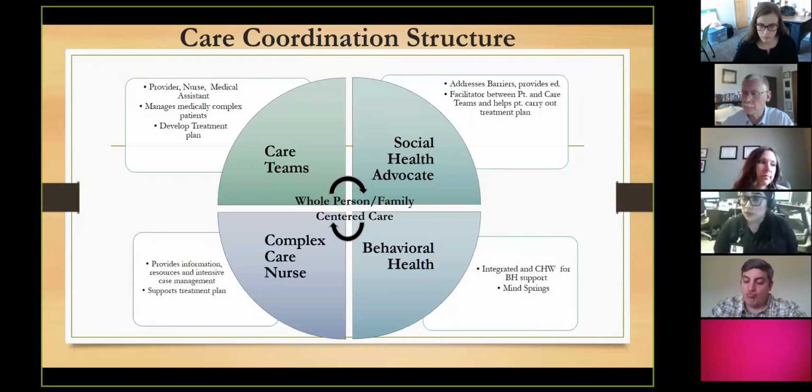And same thing with social health advocates, having that accountability piece, coming back and seeing where we sent them off, what kind of training they got, and bringing it back to the team and then incorporating it into our current workflows.